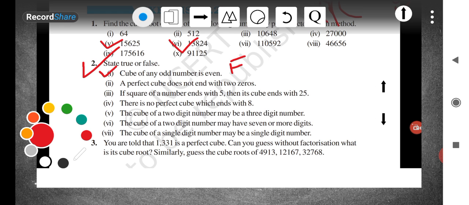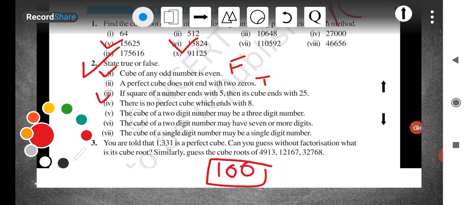Now what is the second question? A perfect cube does not end with 2 zeros. So yes, correct. A perfect cube will not end with 2 zeros. Suppose there are 2 zeros, like 100. Now 100 is not a perfect cube. So this will be true.